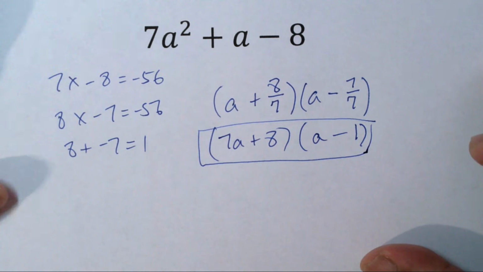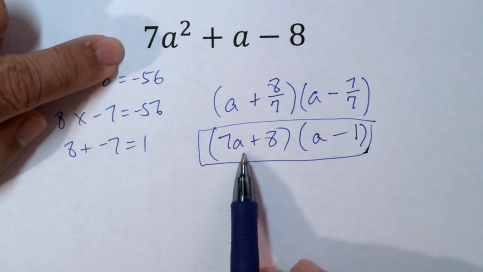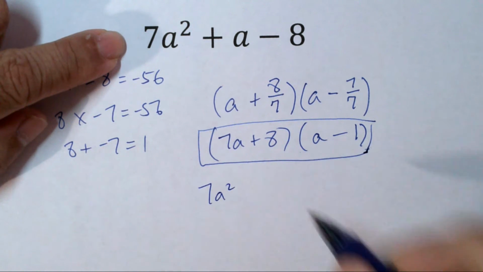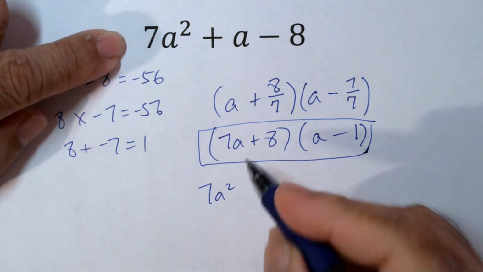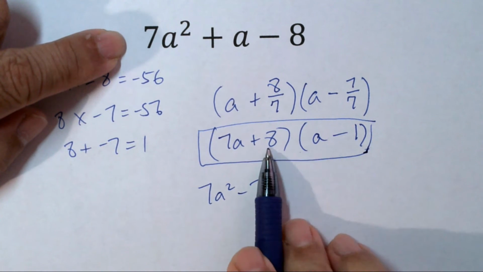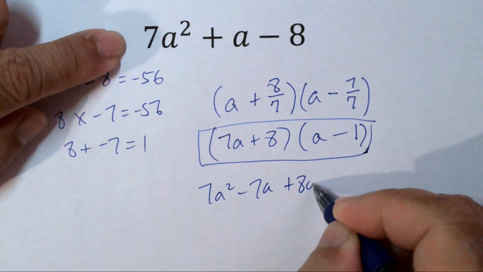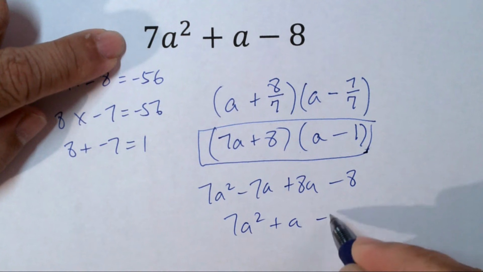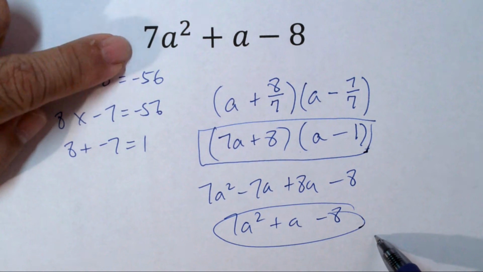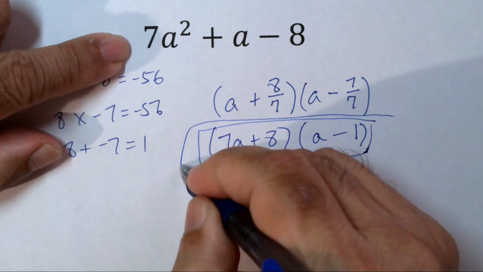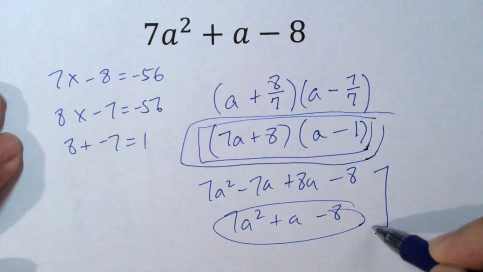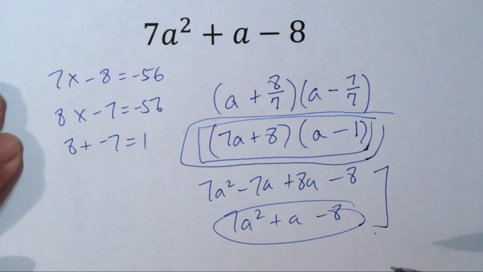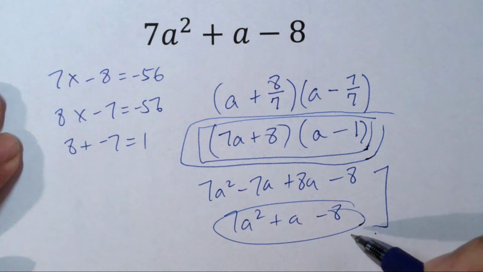Just to double check, I'm going to multiply this out to show you that this is the answer. 7a times a is 7a squared. 7a times negative 1 is negative 7a. 8 times a is 8a. 8 times negative 1 is negative 8. So 7a squared plus a minus 8. So this was the original problem, and this is the factored form. These 2 steps are just me confirming that that's the answer. You don't have to do this part unless you just want to check your answer. And that is example 1.